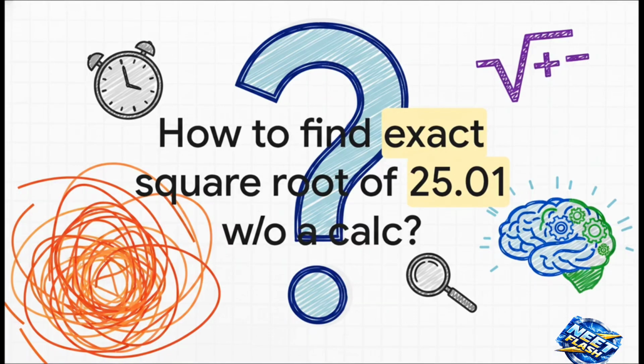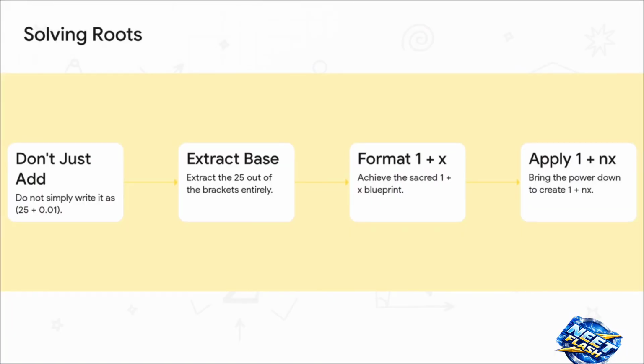I mean, for most students, this induces pure panic, right? They stumble, they just guess, and they lose precious time. But for a decoder, this is your moment to shine. So here's exactly how we break this beast down. Step 1. Do not, and I mean do not, just write it as 25 plus 0.01. Honestly, that's a super common, tragic mistake that leads absolutely nowhere.